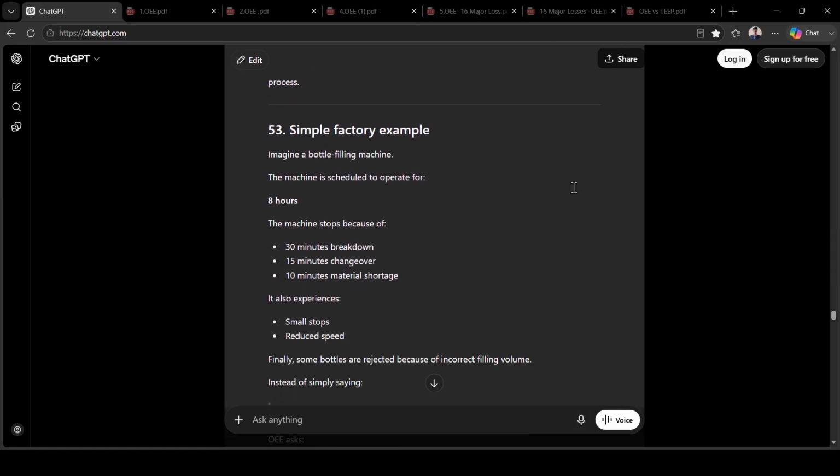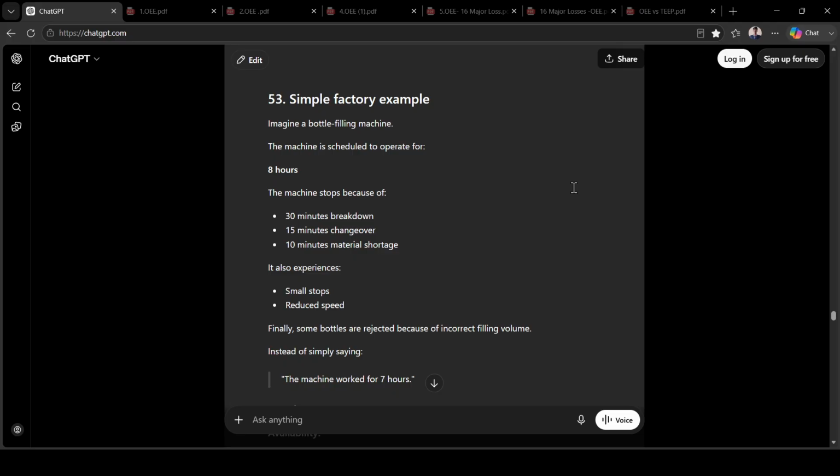So I will give you a simple factory example. Imagine a bottle filling machine. The machine is scheduled to operate for 8 hours. The machine stops because of a 30-minute breakdown, 15 minutes changeover, and 10 minutes material shortages. It also experiences small stops and reduced speed. Finally, some bottles are rejected because of incorrect filling volume.